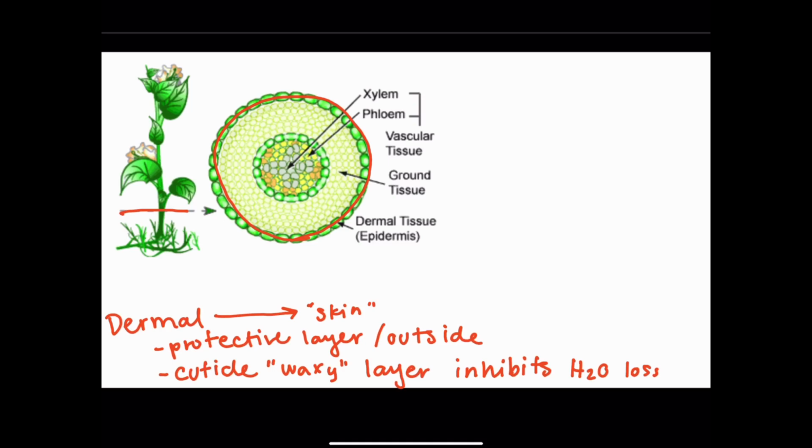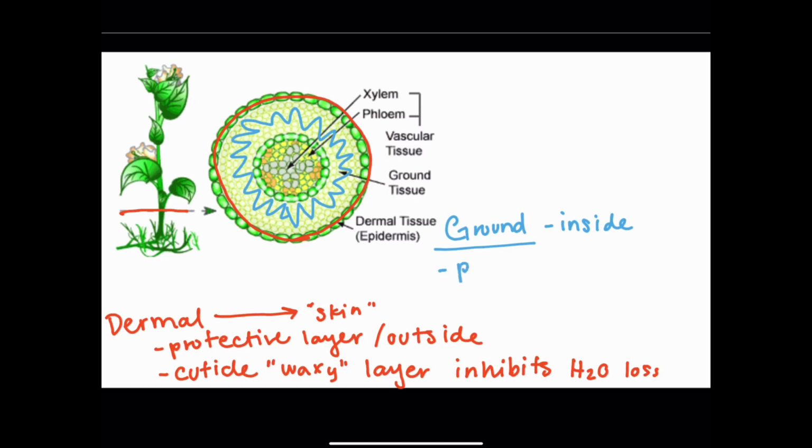Now, the next tissue layer that we have for plants is going to be our ground tissue, and it makes up everything on the inside. Okay, it makes up most of our tissue. So I'm going to put ground tissue right here. Again, it makes up the inside of the plant, and it contains different types of cells that provide structure. It also stores nutrients like water or food or sugars that are made from photosynthesis. And these are also the cells that actually perform photosynthesis.